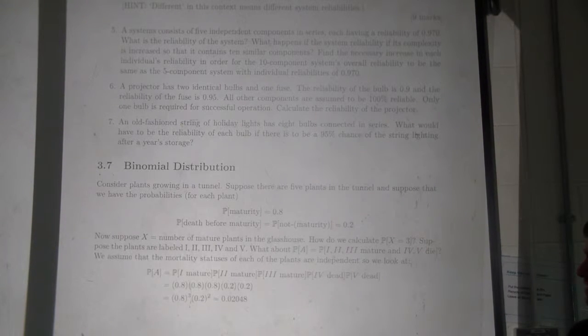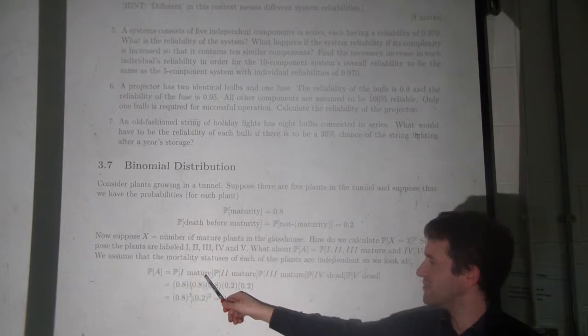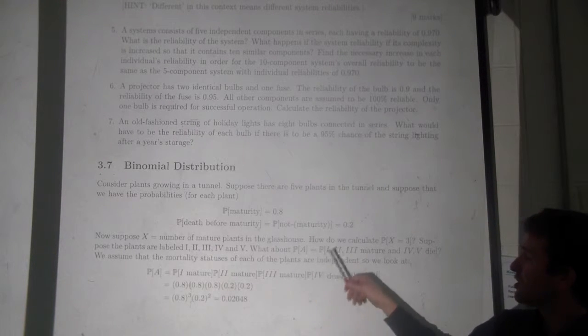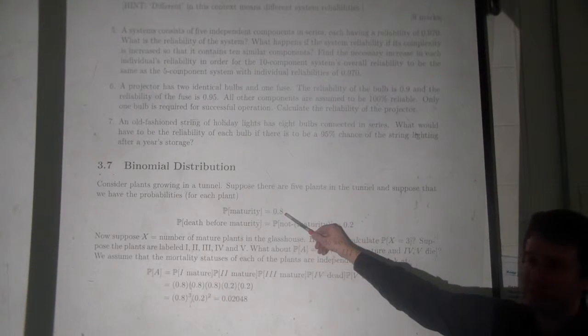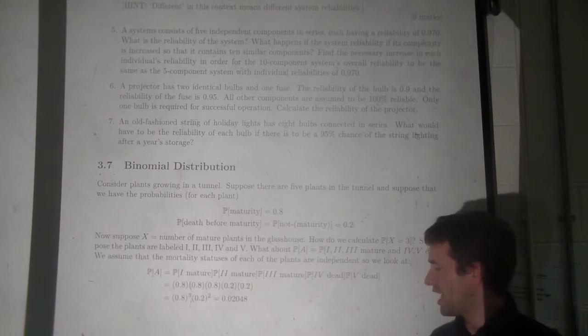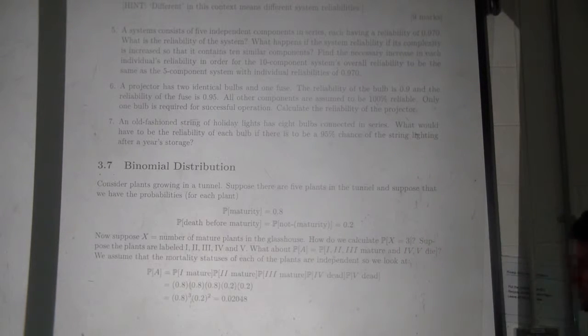We're assuming independence. So the and just means multiply. So the probability of it lives 0.8 by 0.8 by 0.8. Now automatically if the probability of living is 0.8, what's the probability of dying? 0.2. So by 0.2 and by 0.2. So you get 0.8 cubed by 0.2 squared. So the probability that the first 3 live and the second 2 die is about 2%.